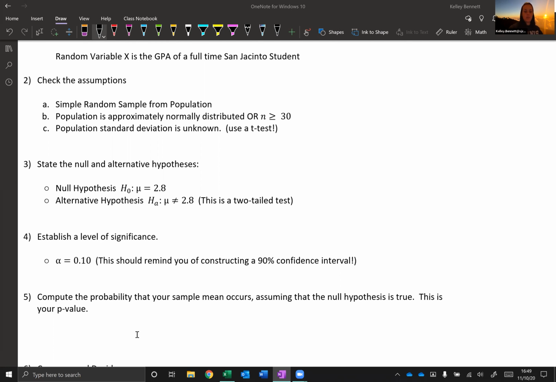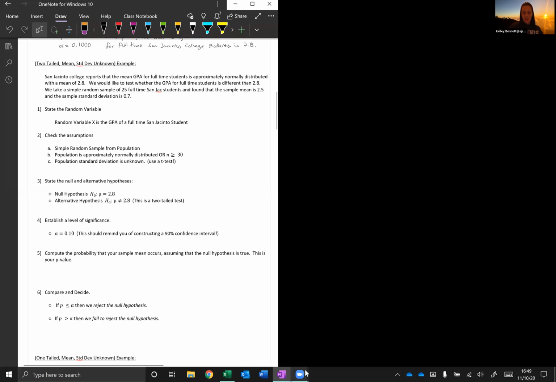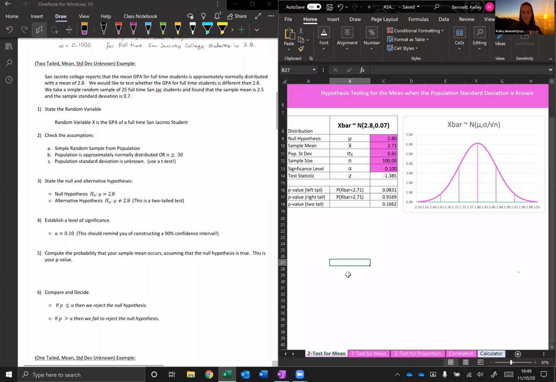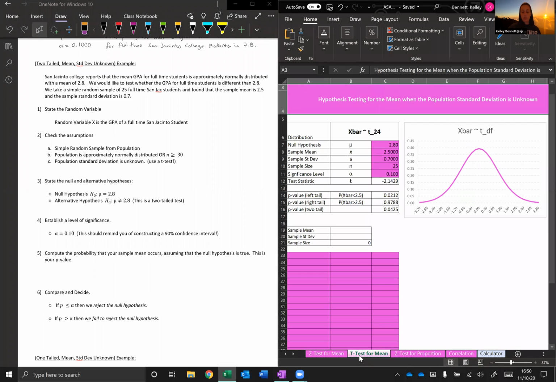We want to create space so that we can use our Excel. But what we need to do is be careful here and go over to the tab that says t-test for the mean. So again, we don't know the population standard deviation. So we're going to use a student's t-distribution. So make sure you're going to the t-test for the mean. All righty, so let's clear this out and see what happens.